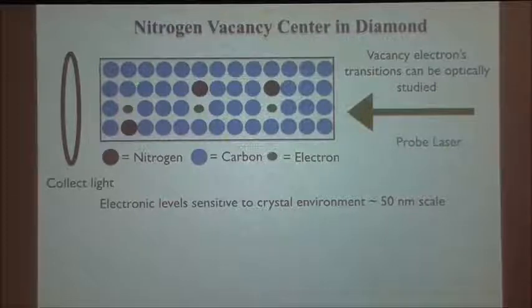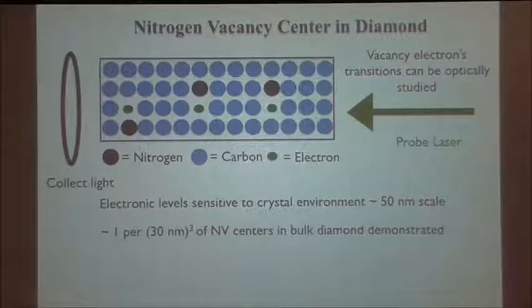And these electronic levels are basically sensitive to crystal environments of the order of 50 nanometers or so. And experimentally, they have demonstrated a density of NV centers of 1 per 30 nanometer cube in a bulk diamond sample. These bulk diamonds are about a millimeter or so. That's what they've needed so far for the experiment. They have not built a meter cube of diamond, obviously.